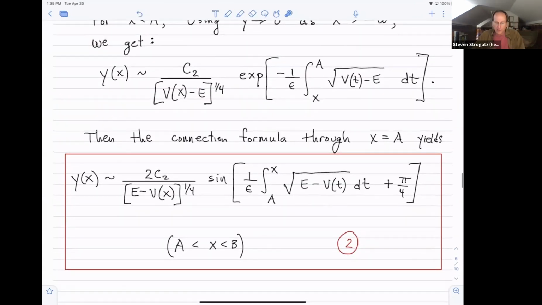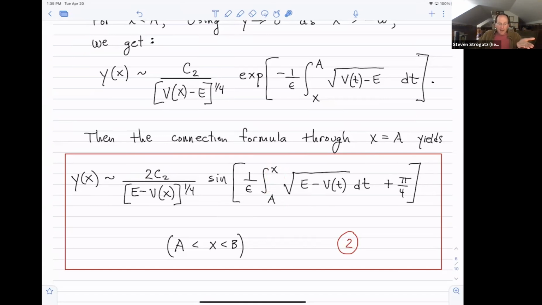And I end up getting this connection formula, which looks very similar to what we wrote above. It's again got this 2, it's got this 1/4 power, it's got its own constant, C2, and it's got that same plus pi over 4 here. And here I'm going from a into a larger value, x, inside the classically permissible region.